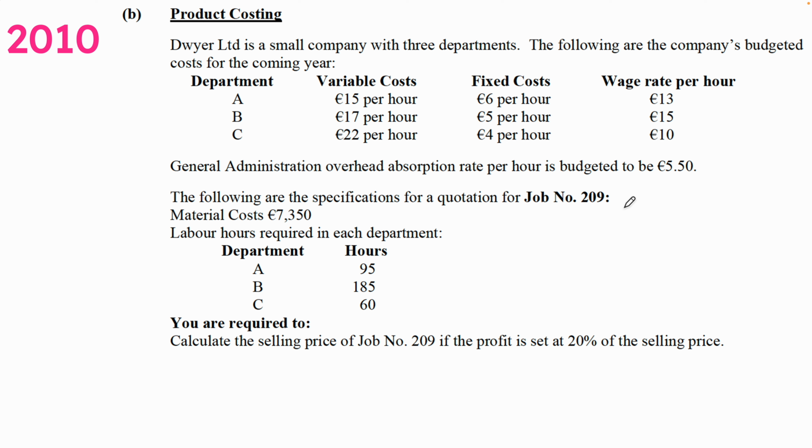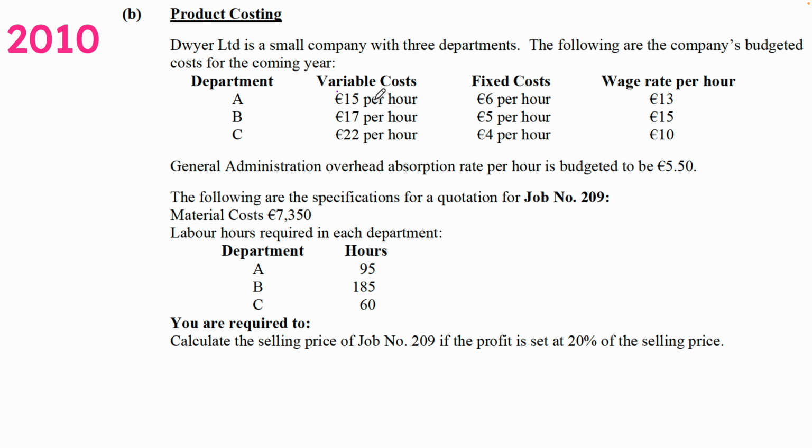The following are the specifications for a quotation for job number 209. Material costs 7350. Labour hours required in each department. You've got Department A, B and C. You've got 95 hours in Department A, 185 hours in Department B and 60 hours in Department C. You are required to calculate the selling price of job number 209 if the profit is set at 20% of the selling price. Okay, so we just need to tot up all the costs, right?